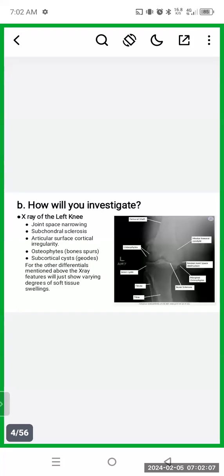So based on the history given, left knee pain, an obese man weighing 97 kg, a previous footballer, and then consumption of alcohol and cigarette smoking, my differentials include left knee osteoarthritis, gouty arthritis, pseudogout, septic arthritis, palindromic rheumatoid arthritis, and quadriceps tendinopathy. So these are my differentials. By investigation, the commonest tool is the radiography of the knee joint.